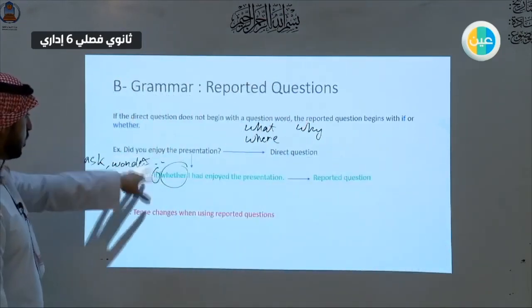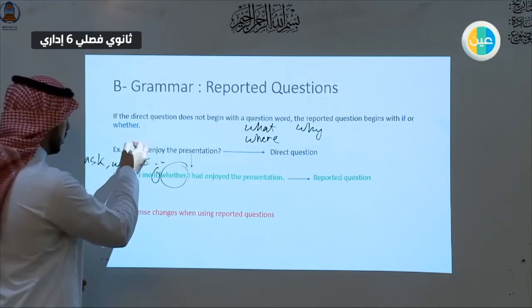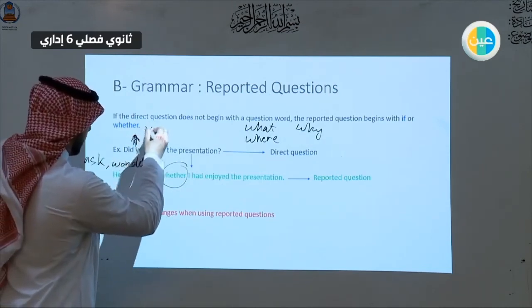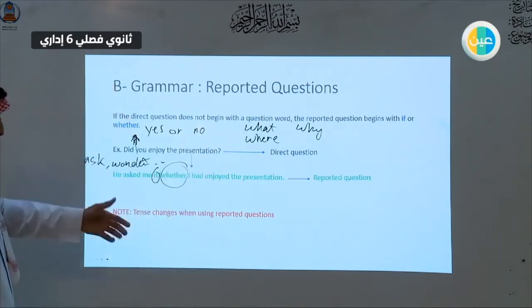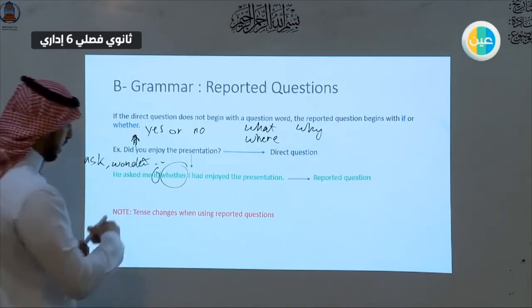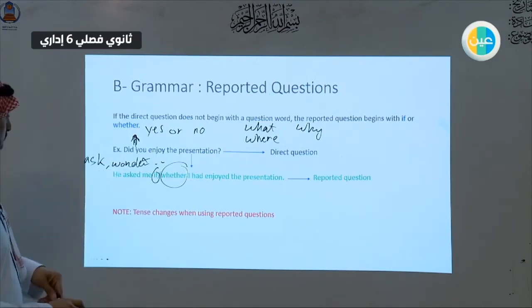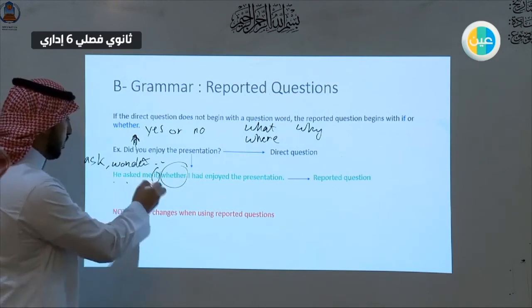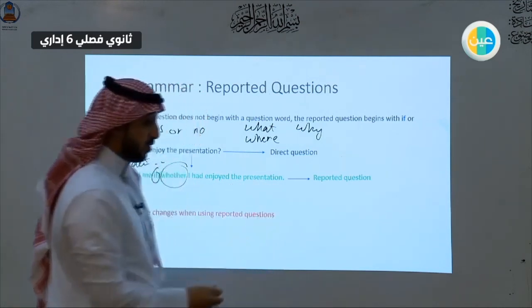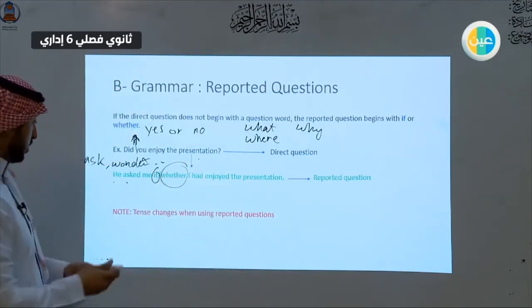Example: did you enjoy the presentation? So this is a question in the past tense. The answer should be yes or no. So when we report this kind of question, we should put either if or whether plus the reporting verb. So he asked me whether I had enjoyed the presentation. If I had enjoyed the presentation. So this is past simple, this is past perfect.